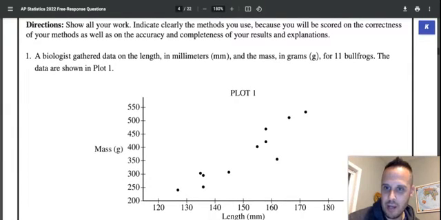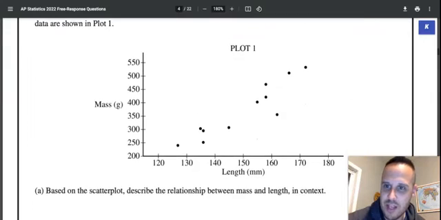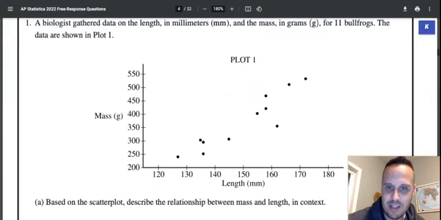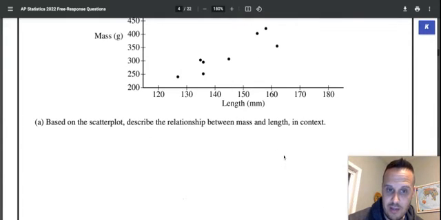Ooh, scatter plot. A biologist has data on length in millimeters and mass in grams for 11 bullfrogs. The data plot is shown. Describe the relationship between mass and length in context. So I'm going direction, unusual, form, and strength. Strong, positive, linear relationship between the length in millimeters of a bullfrog and its mass in grams. Maybe this one unusual point is a rather long bullfrog that had a light weight. Okay.